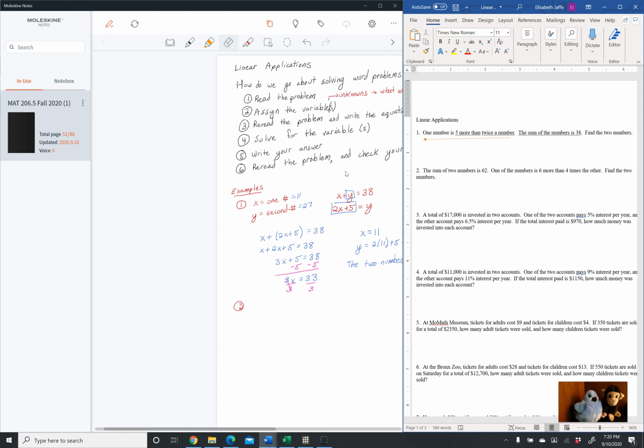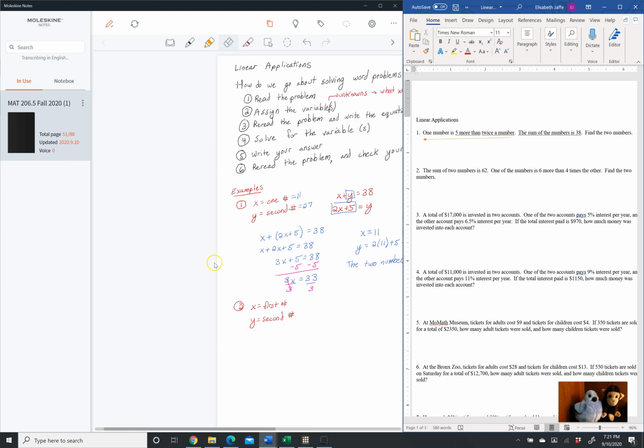So once again, we're going to assign our variables. So it says find the two numbers. Remember, the last sentence is our unknowns, okay? So find the two numbers. We can use x and y again. X equals, I'll say first number, it kind of makes more sense. Y is equal to the second number. You can use m and n if you prefer.